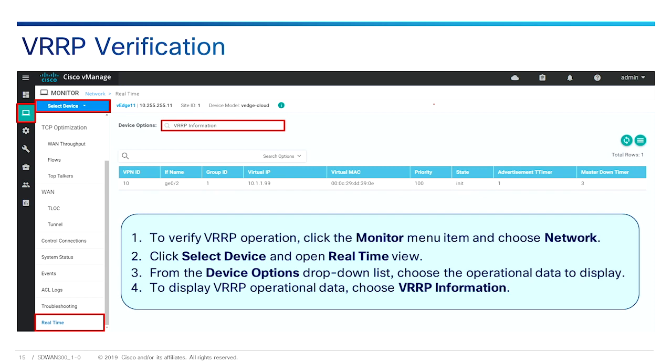And again, we can do show commands the same exact way we did before. We go under monitor, real time, and then VRRP information, and then we will check and see whether our group number is up, what our master down timer is, and what our current state is. And that says init, we should be up.